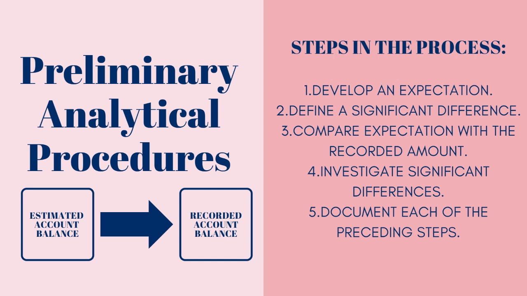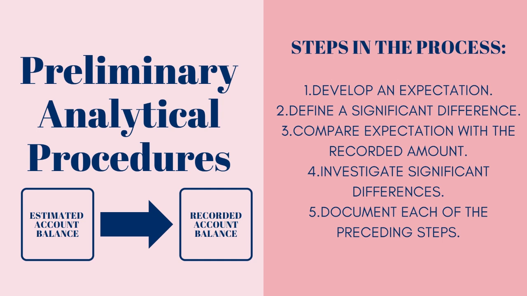We would then define a significant difference. So let's say we estimate that the interest expense account should be $500,000. And then we would define a significant difference. Let's say as long as it's not off by more than $25,000, we think that that's going to be okay. Then the third step is to compare that expectation with the recorded amount.